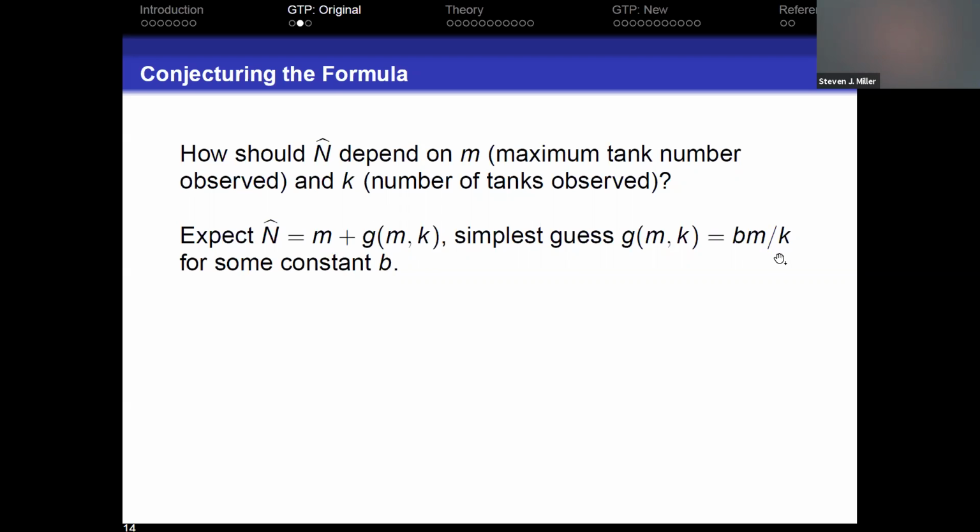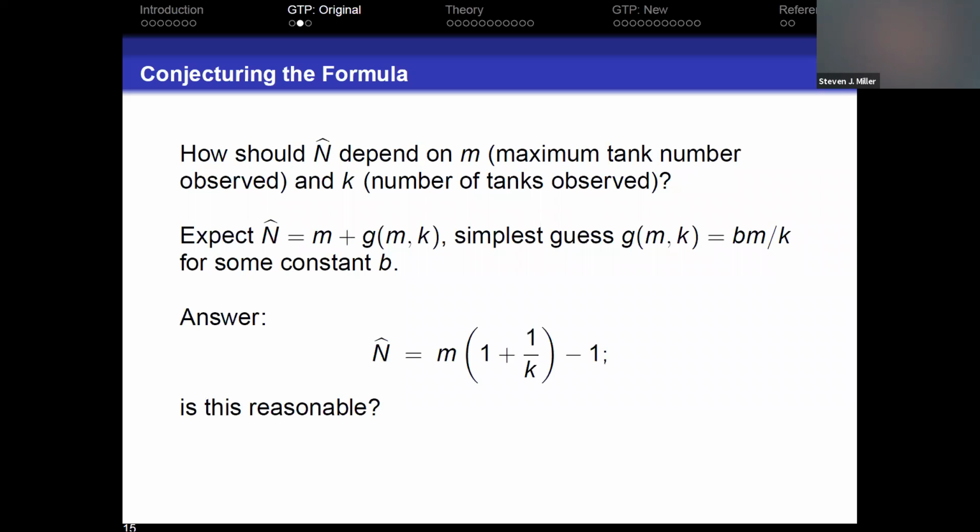If you think about this, well, if we observe a larger serial number, it makes sense that we would predict that there are more tanks. And the more tanks we observe, the less that we seem to need to inflate to get to the largest number. We'll go into this in great detail in a moment. So the actual answer is M times (1 plus 1 over K) minus 1. And we'll show you in a few moments how to derive this theoretically.